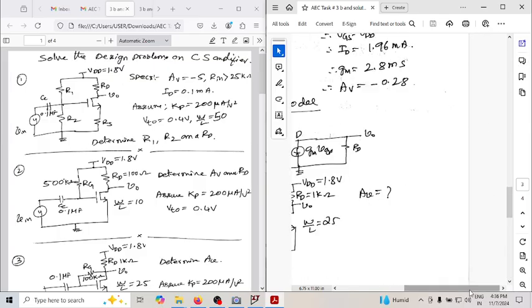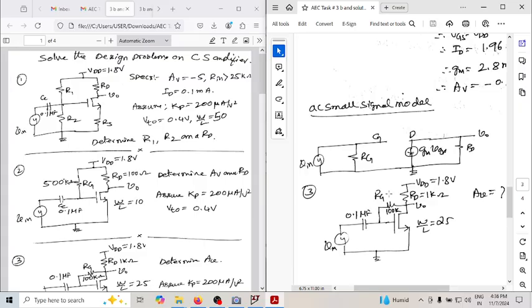This is the small signal model we are talking about. This is RG connected from gate to AC ground. This capacitor is shorted here. And between gate and source it is open circuit.